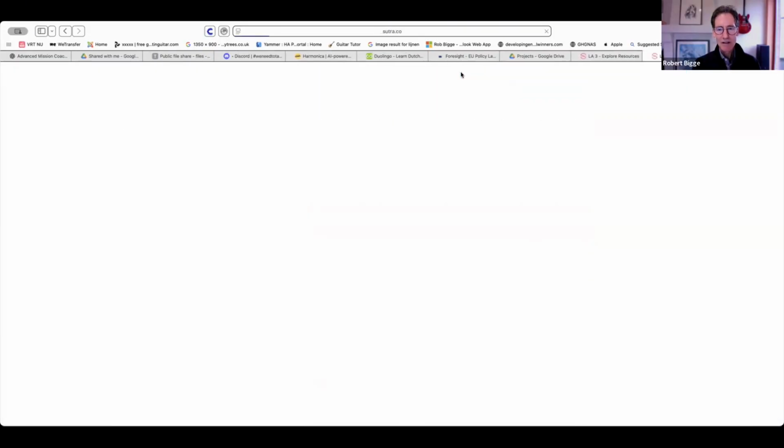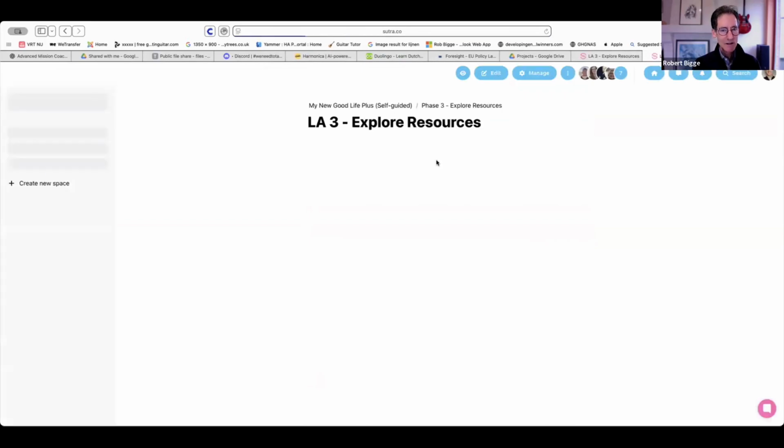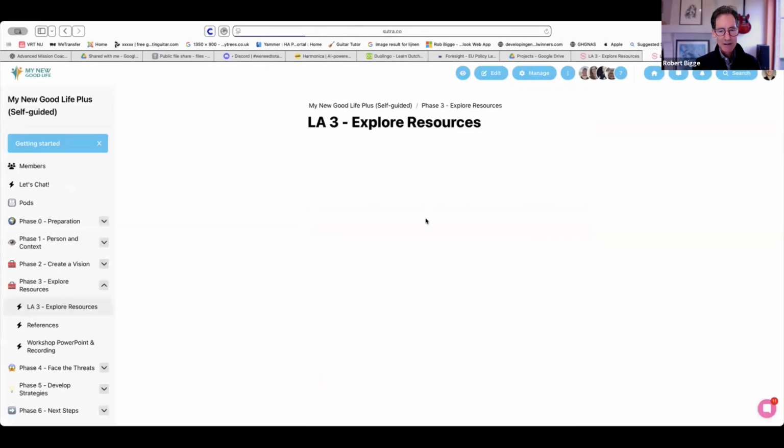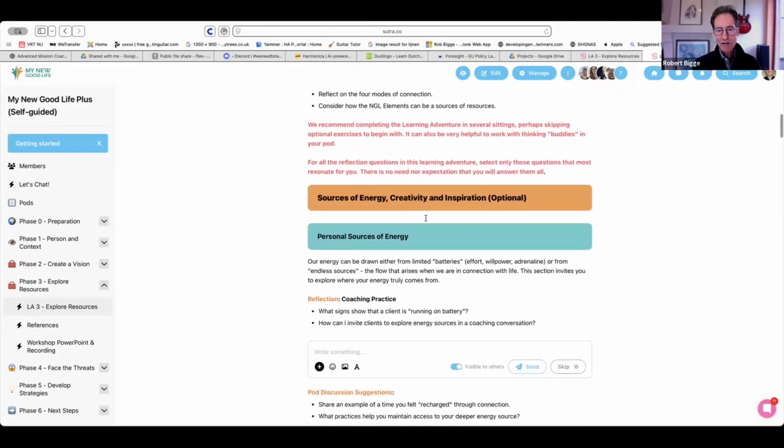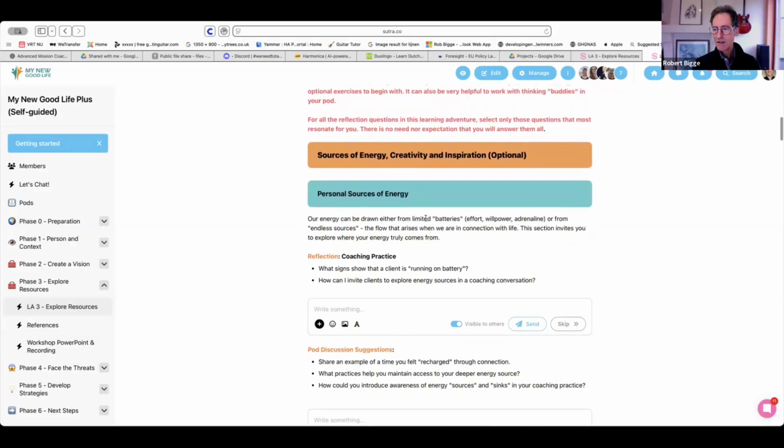Maybe if I move to another view. I was looking through the editing mode, so let's move into looking at it as a participant. Any questions, reflections on the first part, the sources of energy? No.